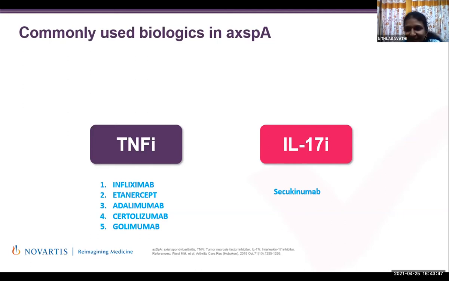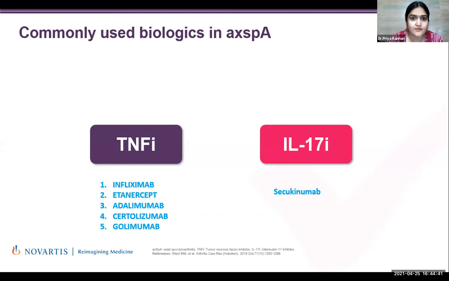Thank you. Madam, there was another question in the chat box. The question is, what is the difference between AS and DISH? Ankylosing spondylitis, okay. DISH is diffuse idiopathic skeletal hyperostosis. It is a degenerative spinal disease where there will be flowing osteophytes, more than 3 vertebrae of flowing osteophytes, and that is entirely different from ankylosing spondylitis. Ankylosing spondylitis is an inflammatory disease, whereas DISH comes more with degenerative disease.